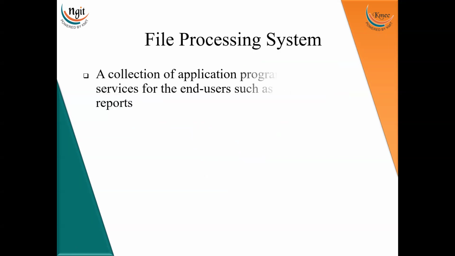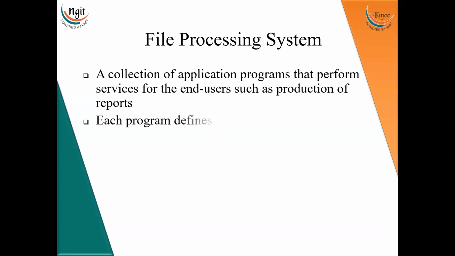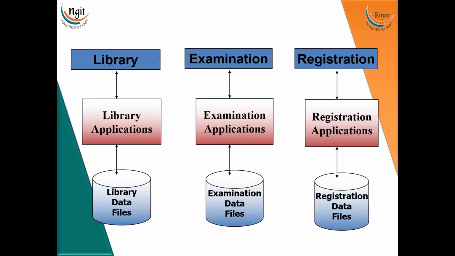What is a file processing system? It's a collection of application programs that perform services for the end users, such as the production of reports. It is a group of files which are stored and maintained together for one dedicated application. Each program defines and manages its own data.